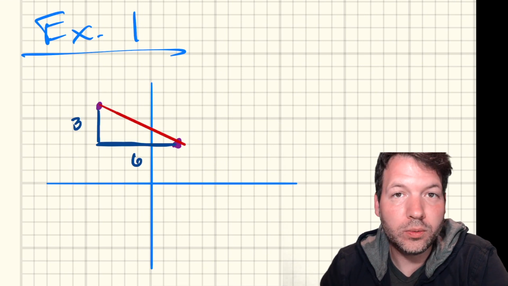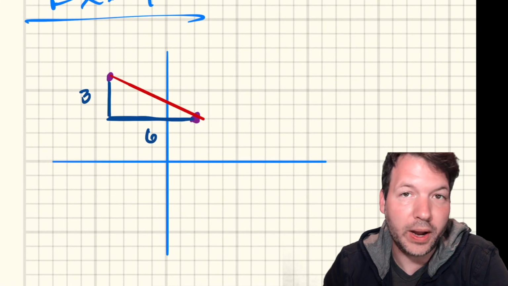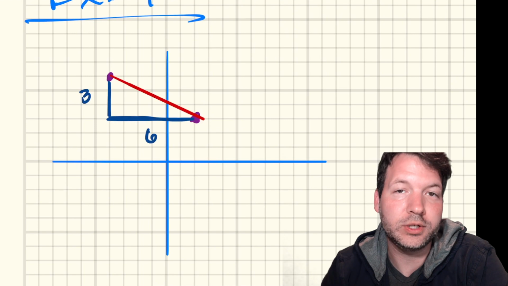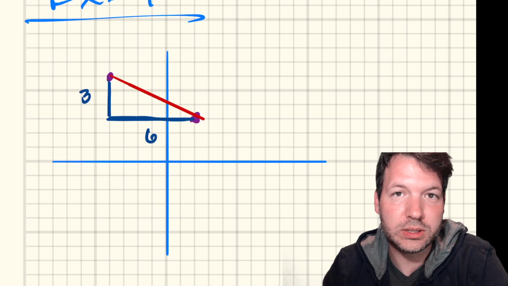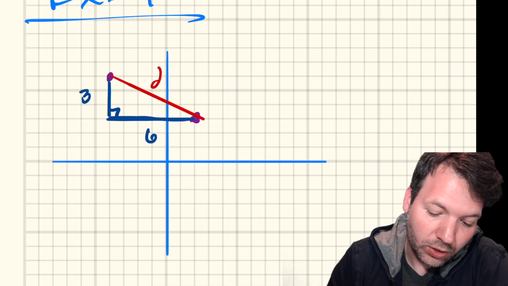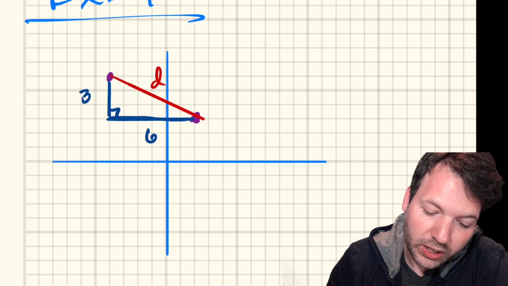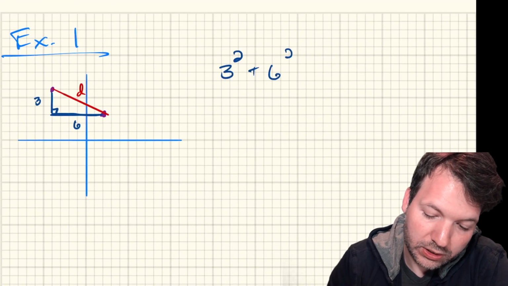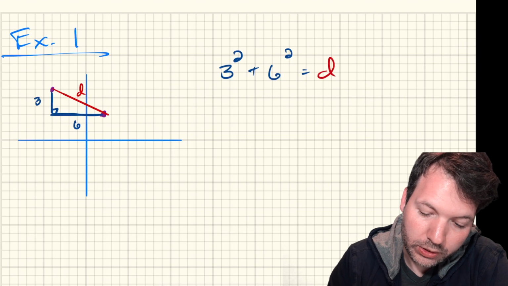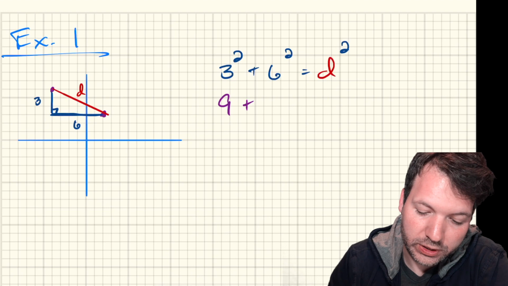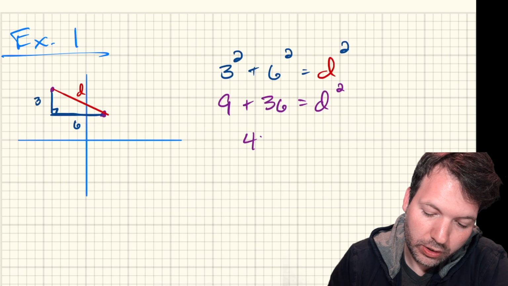Lo and behold, once we've drawn this, we can see a right triangle. And we can find the hypotenuse of that right triangle, which happens to match the distance we're interested in, by using the Pythagorean theorem that we saw in the last lesson. So if we call this distance d, we can say right now that 3 squared plus 6 squared equals d squared. We can then go ahead and compute this. 3 squared, of course, is 9. 6 squared, 36, equals d squared.